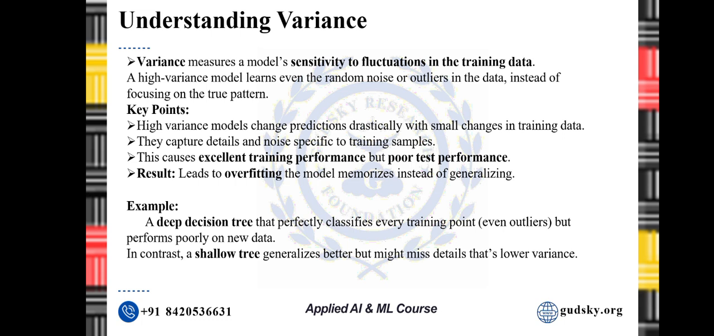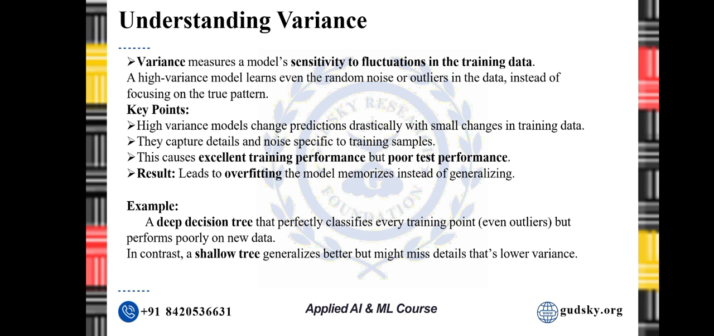Okay, variance is almost the opposite of bias. It measures how sensitive a model is to small changes in training data. If bias is being too rigid, variance is being too flexible. It means the model is trying too hard to fit every detail, even the noise.